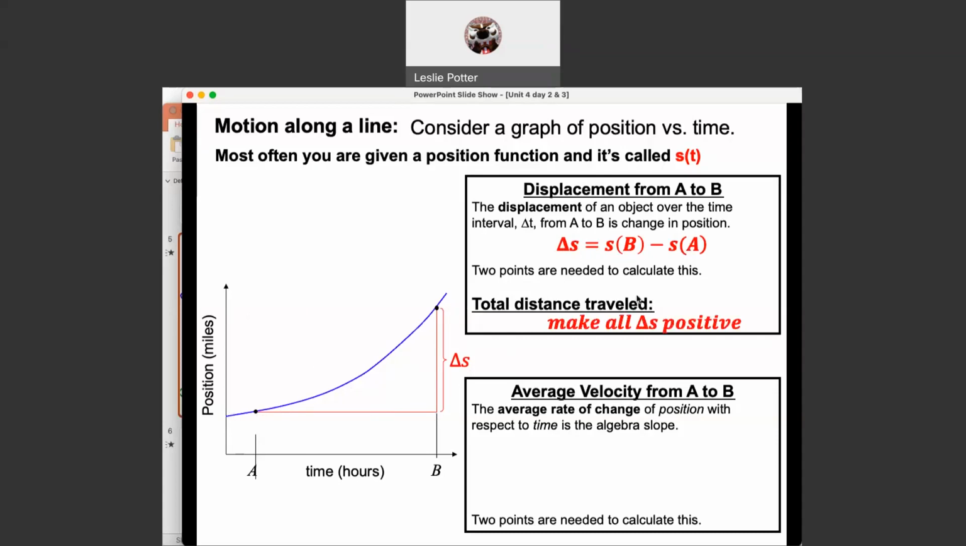Total distance traveled is making all the changes positive, all the deltas positive. So in other words, if we want total distance traveled, it's kind of like your odometer, right? If you start at home, drive to school, and then drive back home at the end of the day, your total distance traveled is twice the distance to school. And so we have to consider it, because like your odometer, it only measures positive distance.